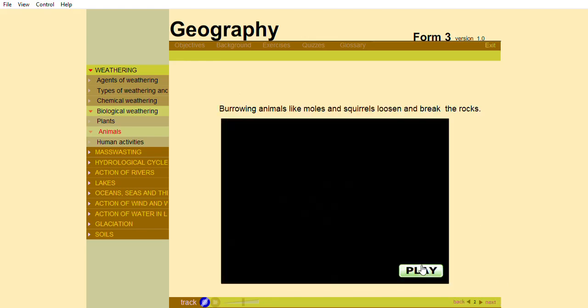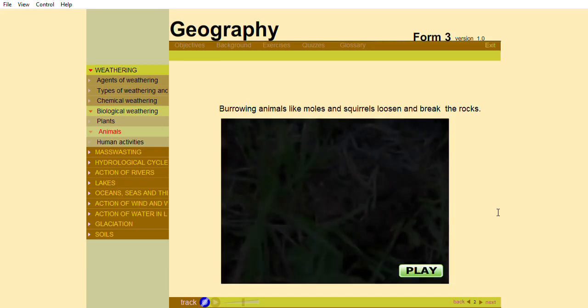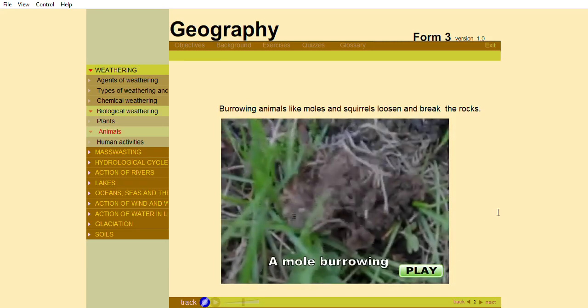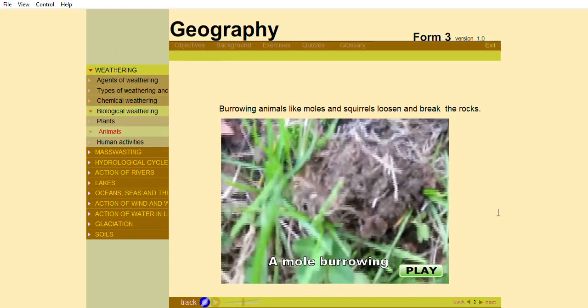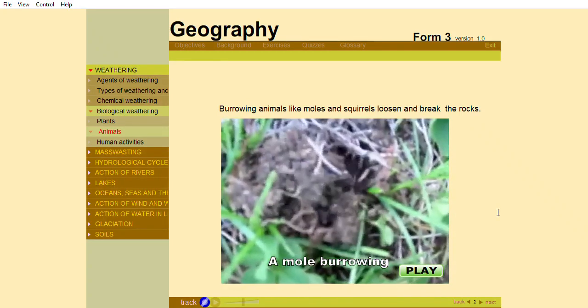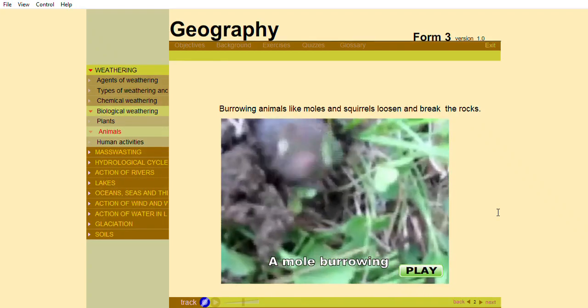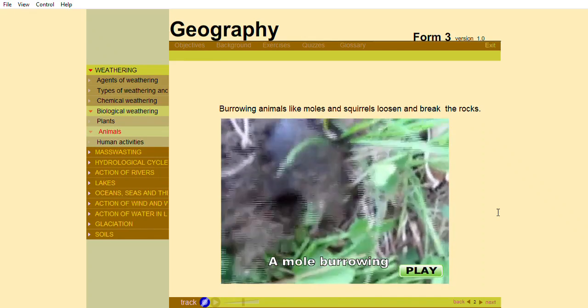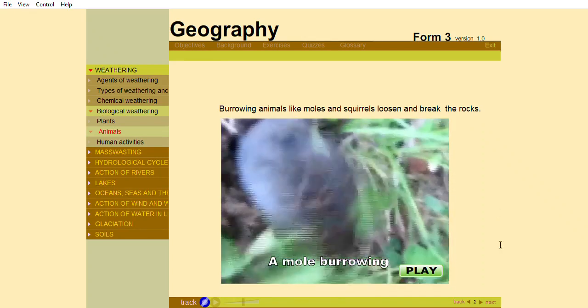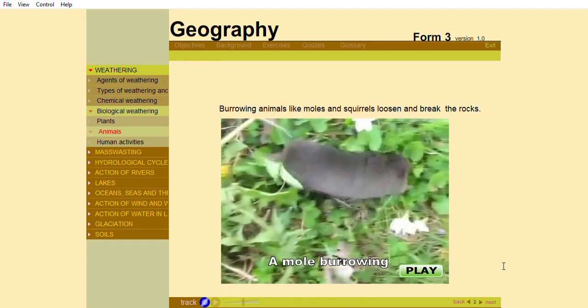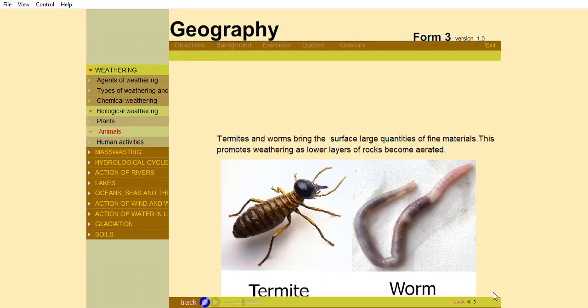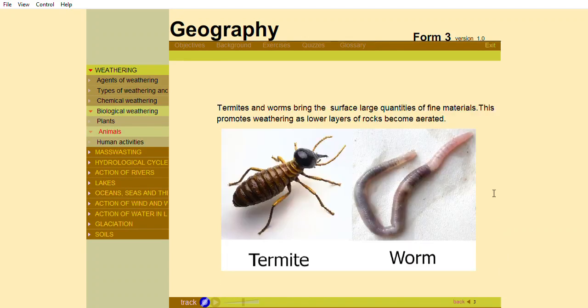Burrowing animals like moles and squirrels loosen and break the rocks. Termites and worms bring to the surface large quantities of fine materials. This promotes weathering as lower layers of rocks become aerated.